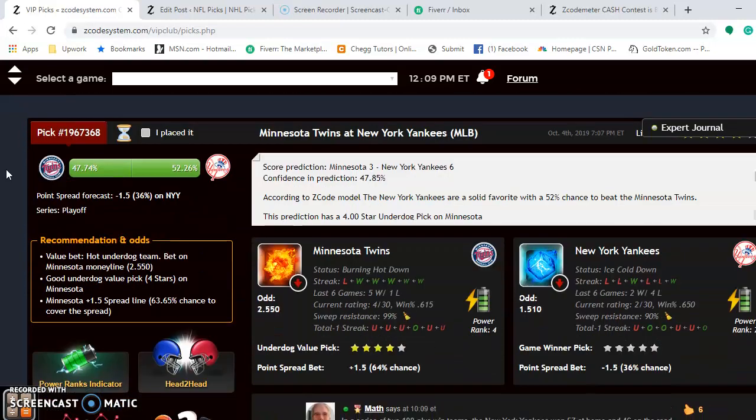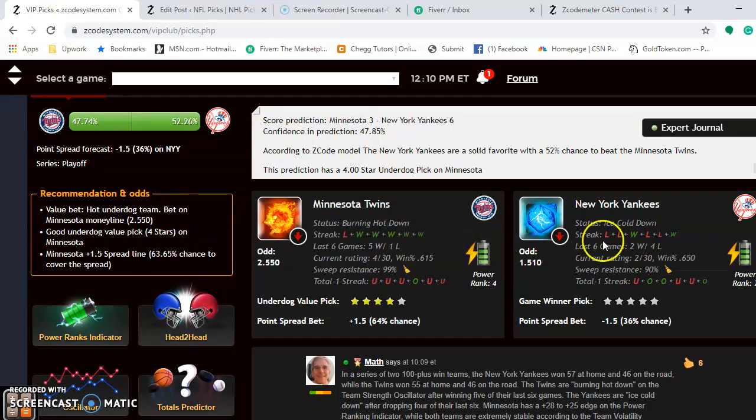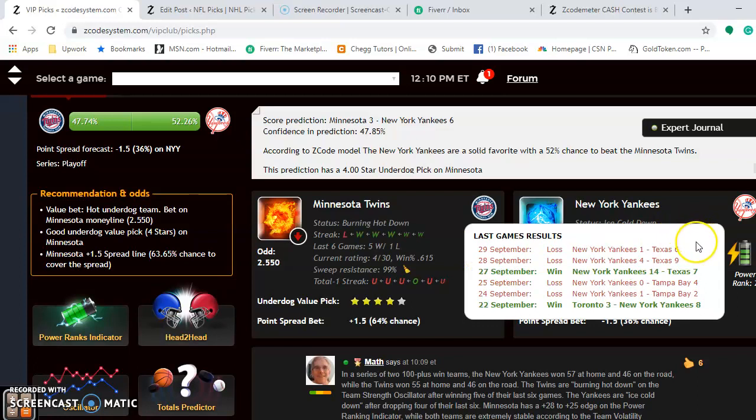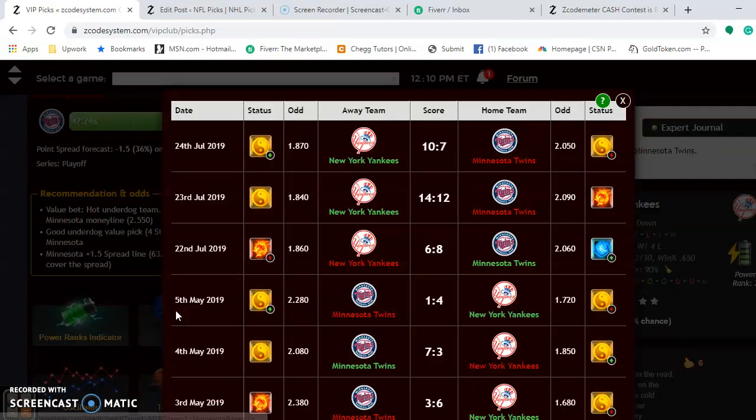Look at the Twins and the Yankees now. The Twins are burning hot at the moment, winning 5 out of their last 6. The Yankees won just 2 out of their last 6 heading into the playoffs. You look at the head-to-head matchups for the season, and you will see right here that the Yankees won the last 2, and then they alternated wins in the other 4 games. So the Yankees actually won the season series against the Twins.